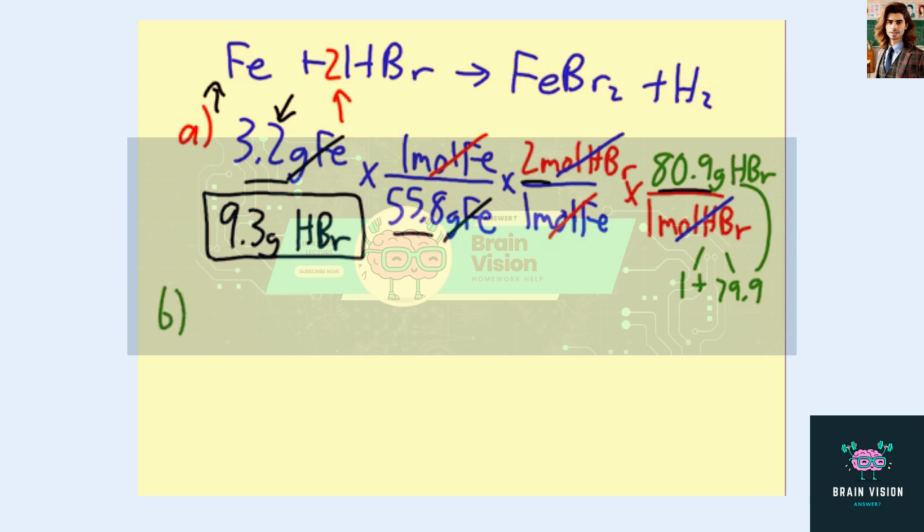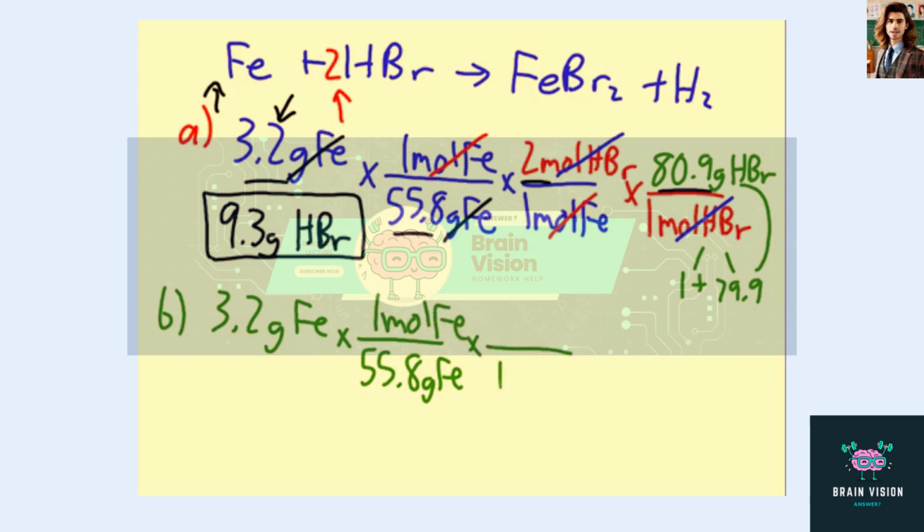Now for part B, we want to know what mass of hydrogen can be produced by the complete reaction of the iron bar. So we'll start with the same figures: 3.2 grams of iron. We'll use our same molar mass to get to a mole ratio. And this time we want to work towards hydrogen, so let's do so. Hydrogen has no coefficient, so it would be a 1-to-1 mole ratio.